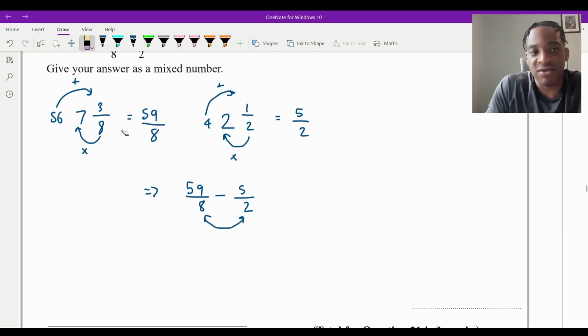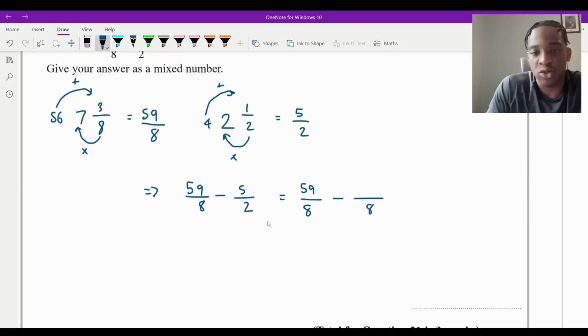But as you can see, 2 is a factor of 8, meaning that 8 must be a multiple of 2. So that means that your LCM in this case, or your common denominator, is going to be the LCM of 8 and 2, which is just 8. So I'm going to write 8 here, I'm going to write 8 here. Now this one hasn't changed. This is going to be 59/8 still.